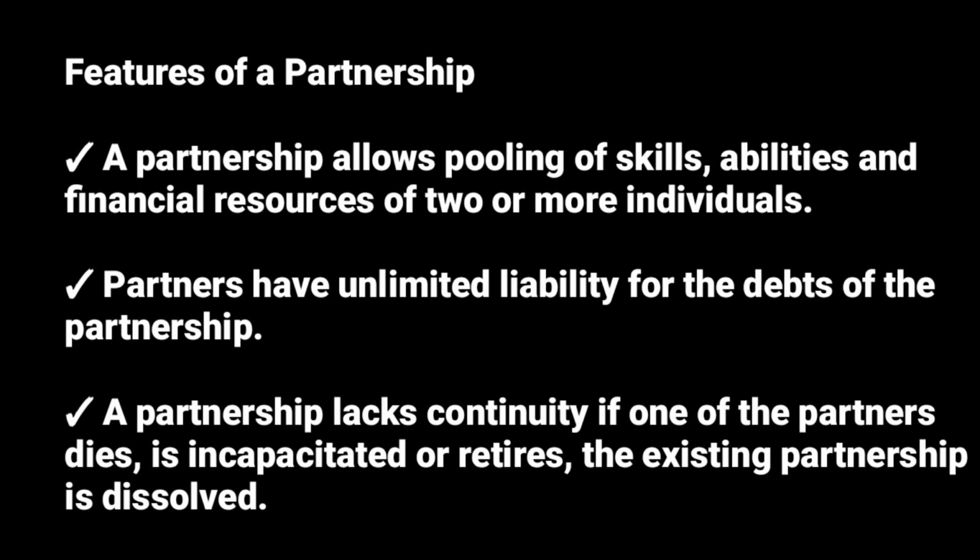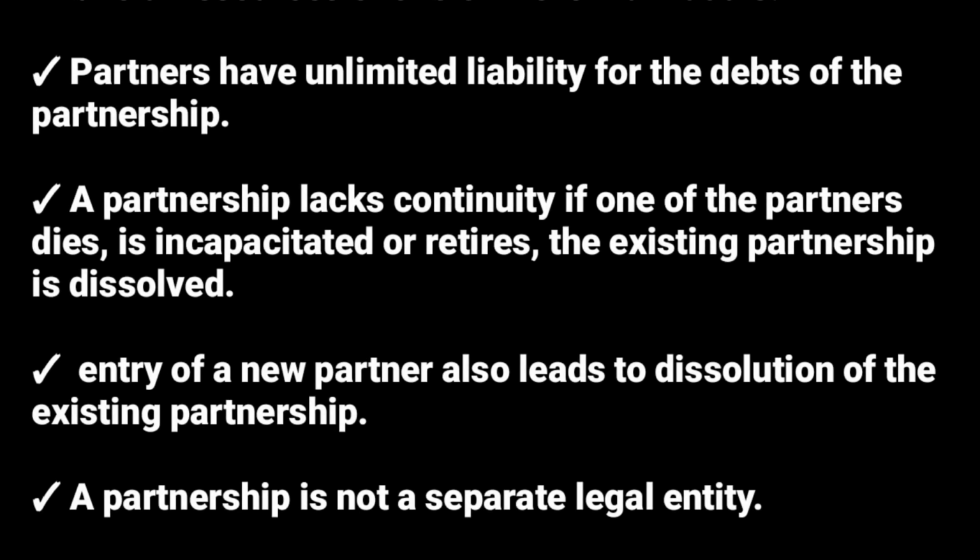Another feature is that a partnership lacks continuity. If one of the partners dies, or if one of the partners retires, the partnership has to be dissolved so that it can be renewed in case they want it to continue. In case one of the partners goes out of business, or dies, or leaves, or is fired, the existing partnership has to be dissolved and then they renew the partnership. Another feature is that entry of a new partner also leads to dissolution of the existing partnership. In case a new member is admitted into the partnership, they have to dissolve the existing one so that they can renew it.